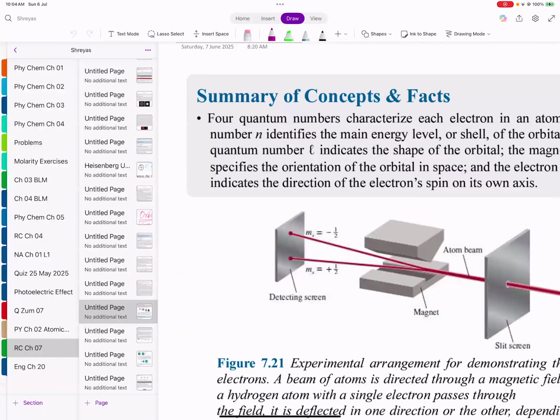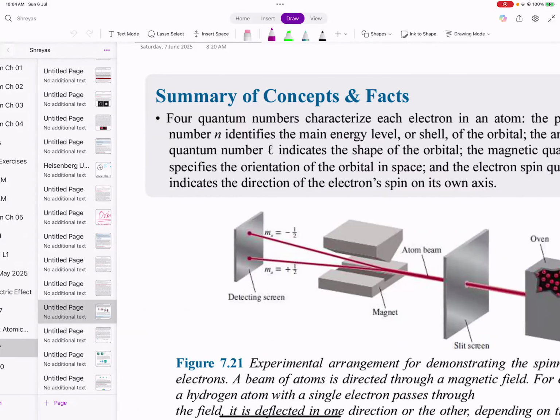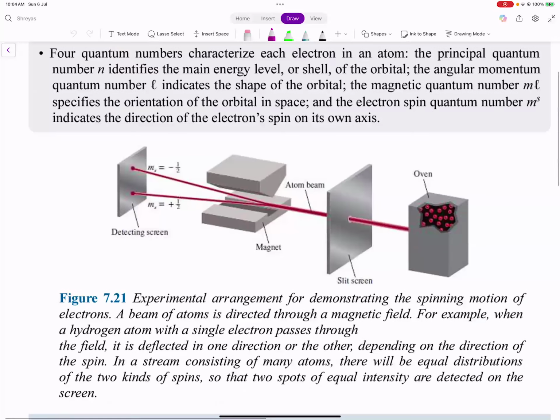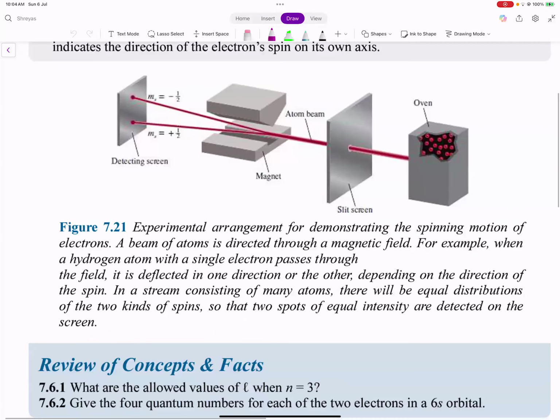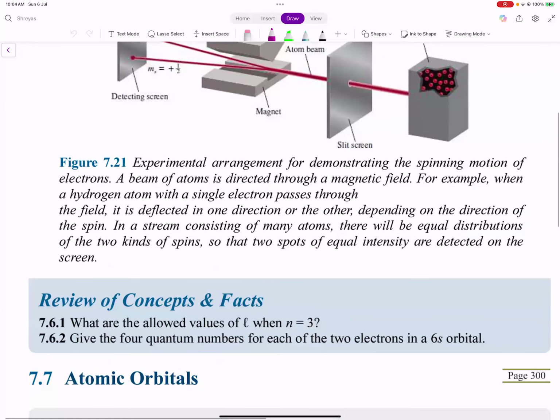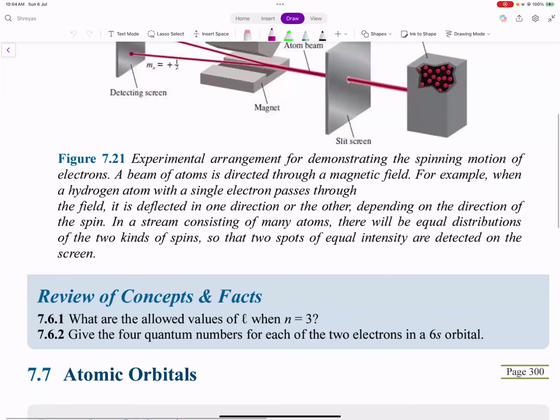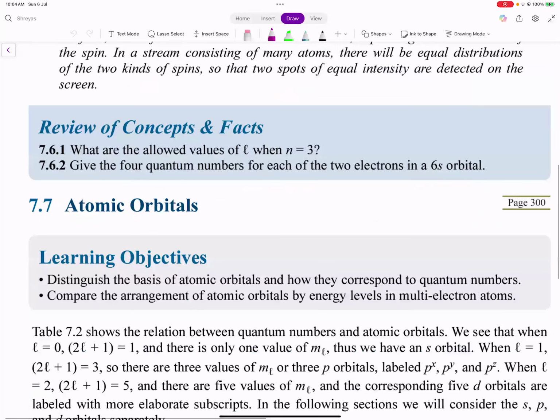Spin quantum number has no classical analog, and this is the thing. This gives you a hint of spin quantum number because we are able to split a beam of atoms using a magnetic field. Now we start with atomic orbitals, right?